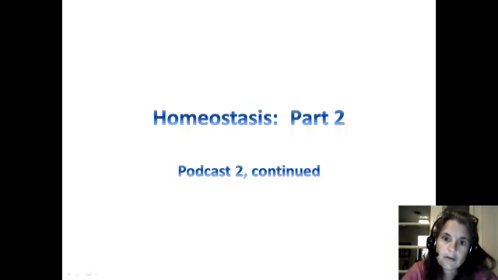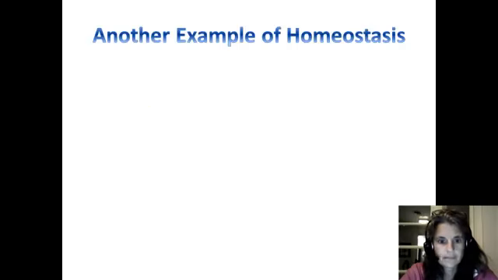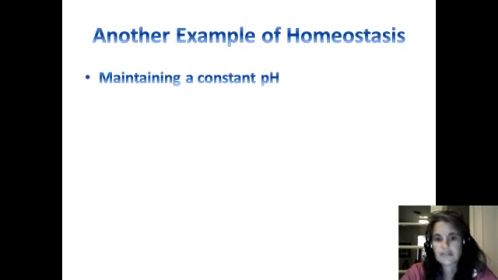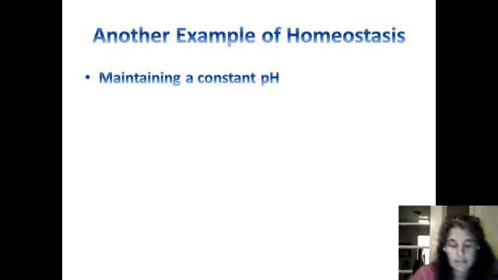The first example we talked about was body temperature. There are many, many examples we could use. I want to talk about one other, and it's pH. It gives us a little chemistry review, and we will refer to it, like with temperature, off and on throughout the course. So it's a kind of small recurring theme. So without further delay, another example of homeostasis is maintaining a constant pH.